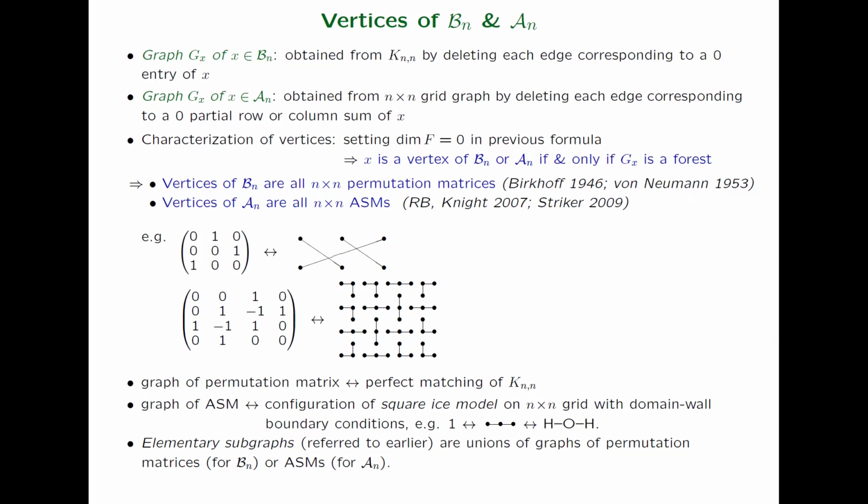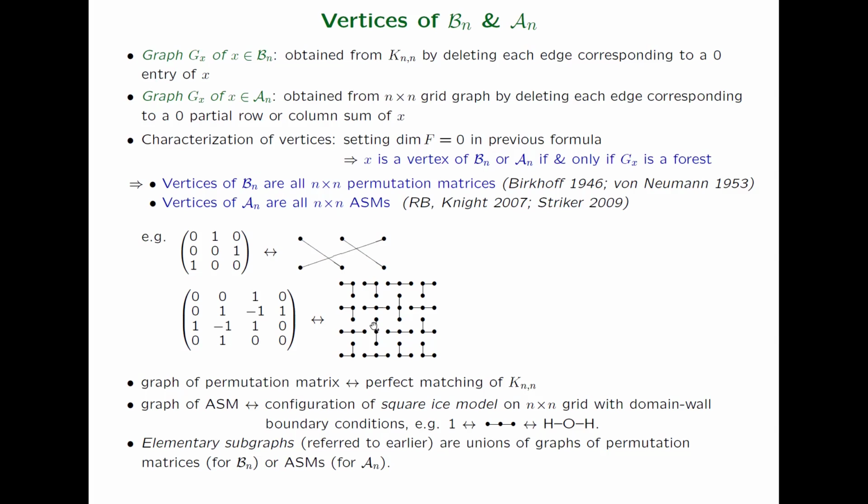It takes a little bit more work because instead of having only 1s, we've also got some 2s on some of the vertices, but it's not too difficult to show that. Well, it's certainly easy to show it in one direction. If you've got an ASM, then you've certainly got a forest as your graph, and therefore you've got a vertex. Going the other way, if you've got a vertex, then you must have an ASM. That's a similar kind of argument to what I showed you there.